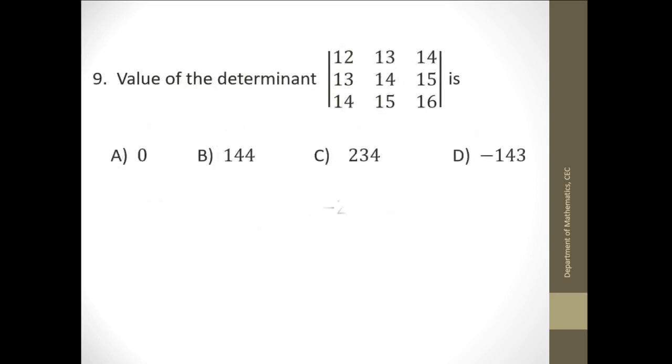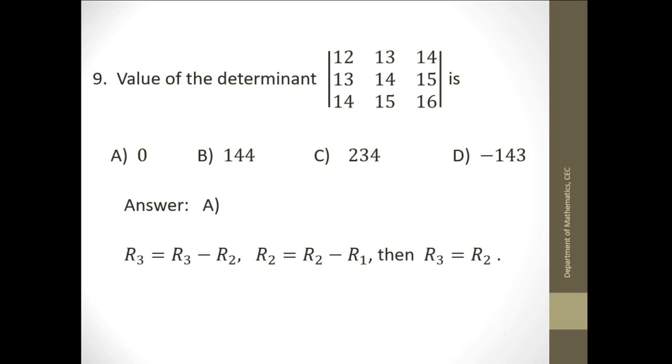Next question. To find the determinant of this matrix, in the third row, if you remove the second row, that means third row minus second row becomes 1, 1, 1, and second row minus first row becomes 1, 1, 1. If two rows are identical, the value of the determinant is 0. Therefore, answer is A. Next question.